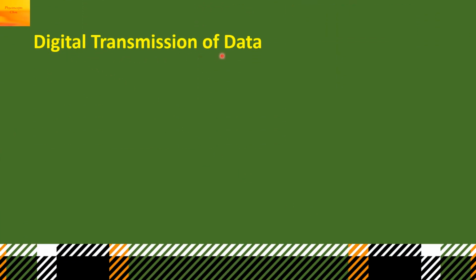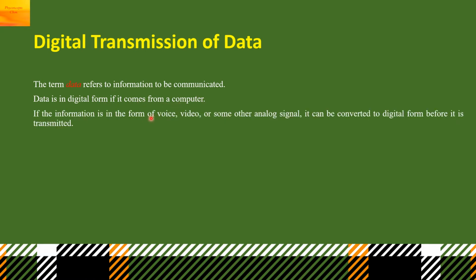Digital transmission of data. The term data refers to information to be communicated. Data is in digital form if it comes from a computer. If the information is in the form of voice, video, or some other analog signal, it can be converted to digital form before it is transmitted.